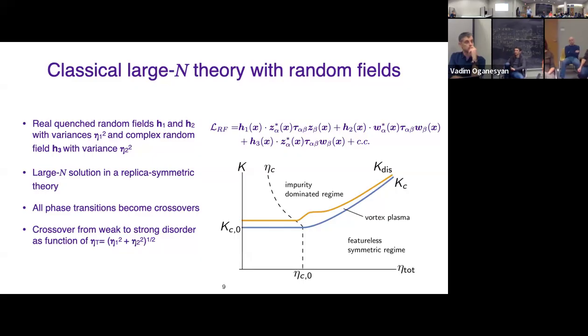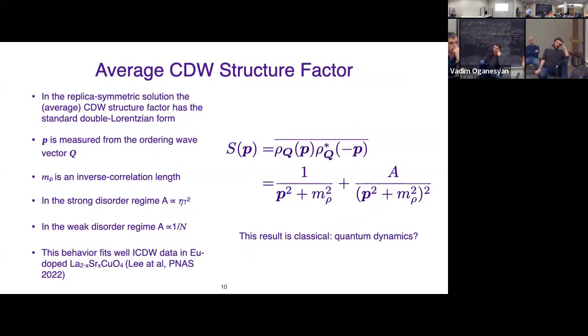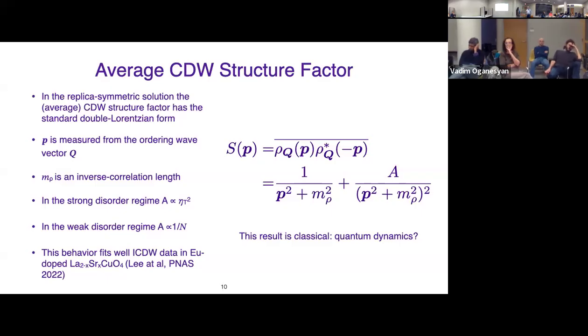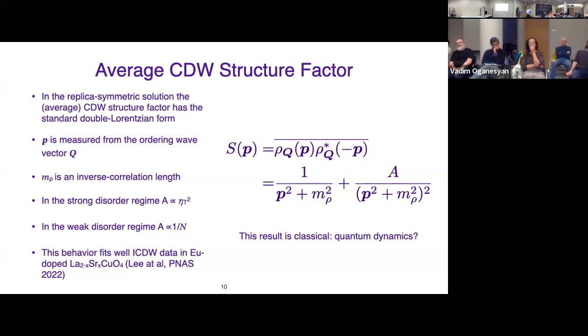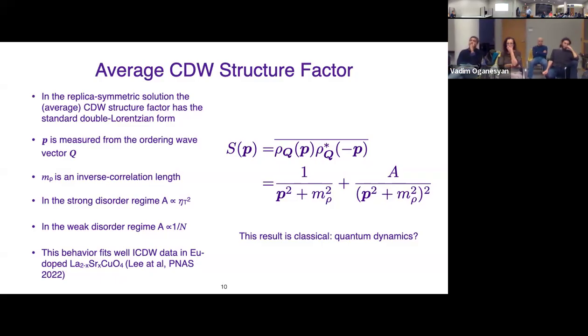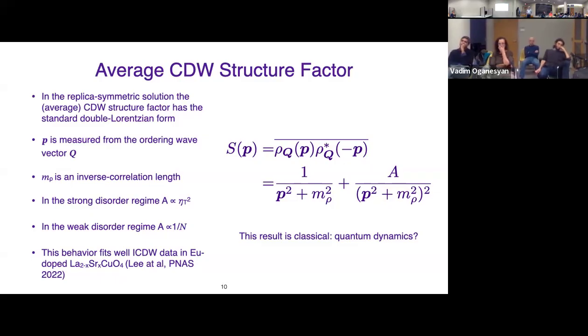Let's see. Okay, so the point is that there are two different regimes. In the end, there is no long-range order. These are all crossovers. You can calculate the average static structure factor from here, which is what you can define classically. So essentially, I go back to the rho, in terms of the rho instead of the sigma, and it's the same as the average over impurities. And you find that there are two contributions: a contribution that looks like a Lorentzian, and a contribution that looks like a squared Lorentzian.